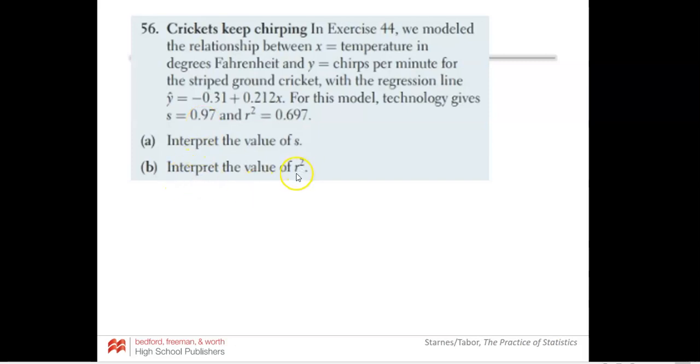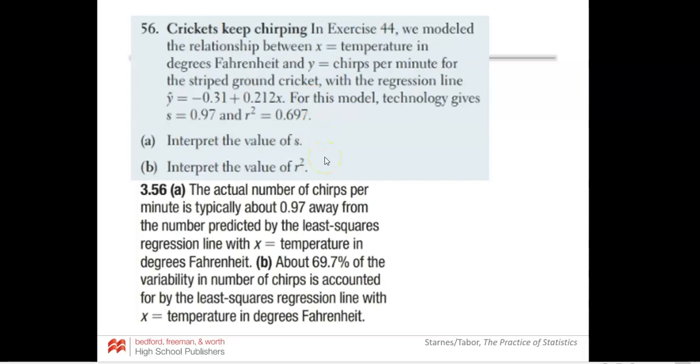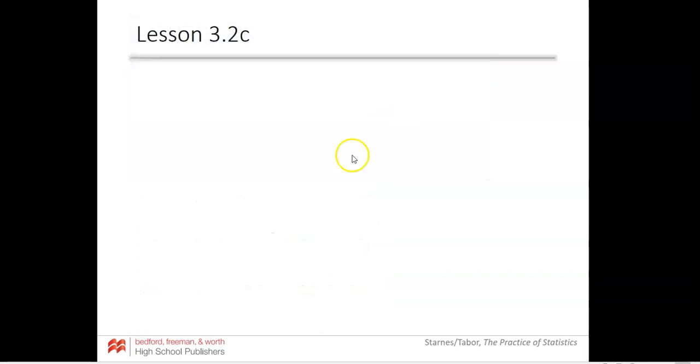Interpret the value of R squared. 69.7% of the variation in Y, which is number of chirps per minute, can be explained by the least squares regression line when X equals some given temperature. Okay. So again, when X equals temperature in degrees Fahrenheit. Those are the actual answers, and that's your lesson for today.